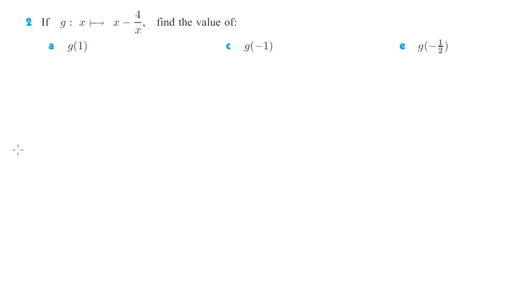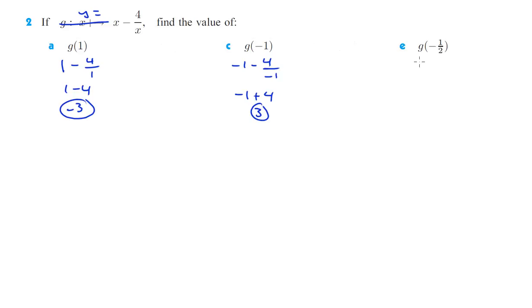Moving on, number 2. So, again, think of this as y equals x minus 4 over x. So, g of 1, so I'm going to do 1 minus 4 over 1. So that's 1 minus 4 gives us negative 3. And then g is negative 1, so I do negative 1 minus 4 over negative 1. So that's negative 1. And then we've got 4 over 1 is 4, and you got the double negative, so that turns into plus 4.